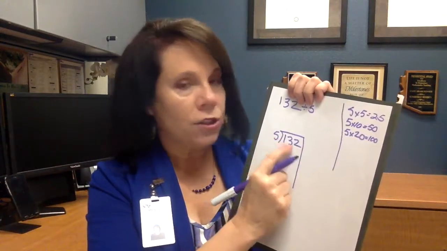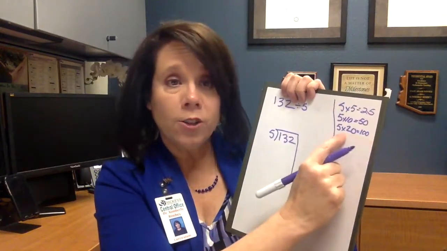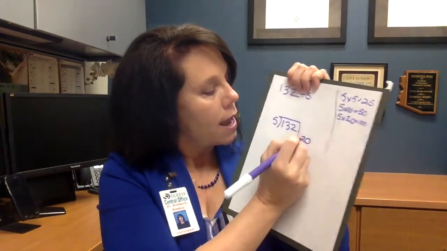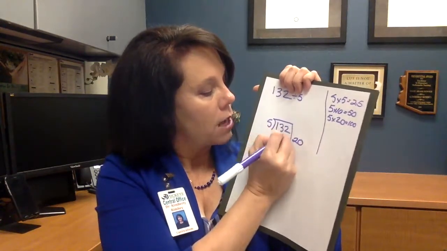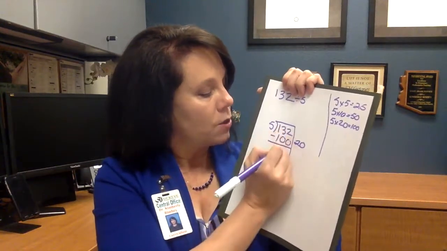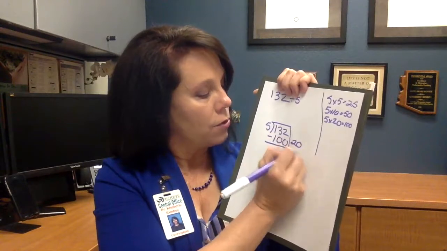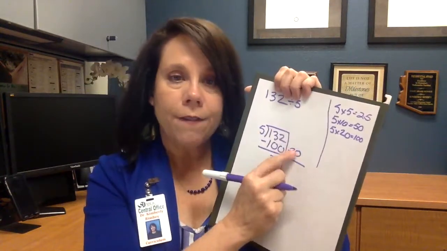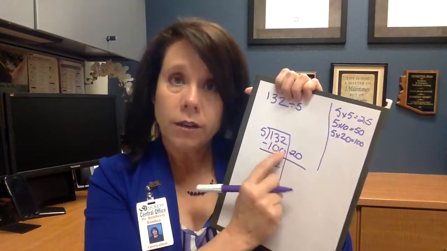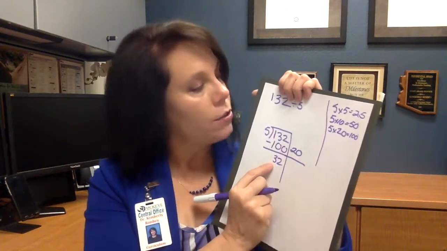How many 5s can go into 132? Over here, I saw I could get to 100 with 5 times 20. So I'm going to use 20 here. And I know that 20 times 5 used up 100. So 5 times 20 is 100. So I'm going to subtract and see that I have 32 left. So I have 20 5s that went into 132 that used up 100 of it. And now I have 32 left.